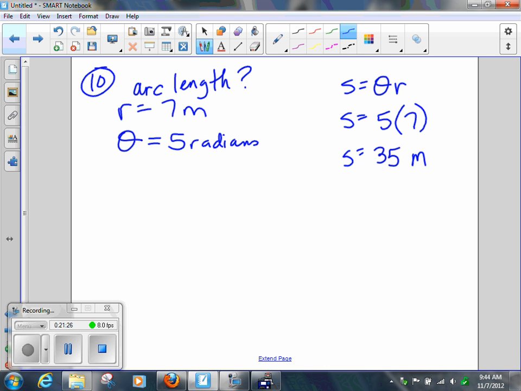35. We only put what values into theta? Radians. What are the only values we get out of theta? Radians. Okay. 11.